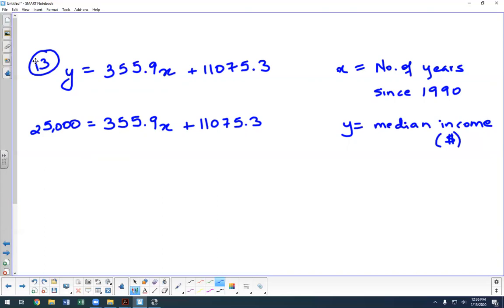So remember, they're not asking you for the number of years. They're asking you in what year. So they actually want the actual year. So you will need to calculate that after you come up with your value of X.